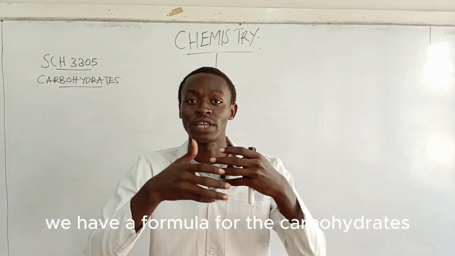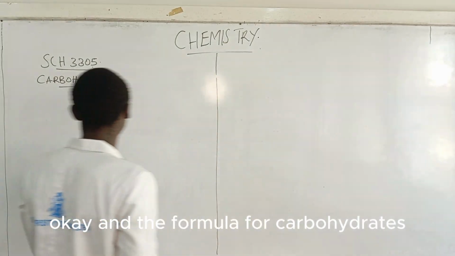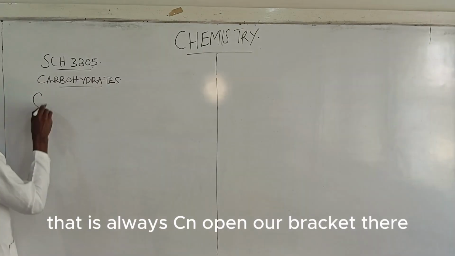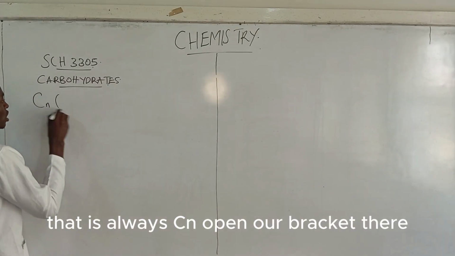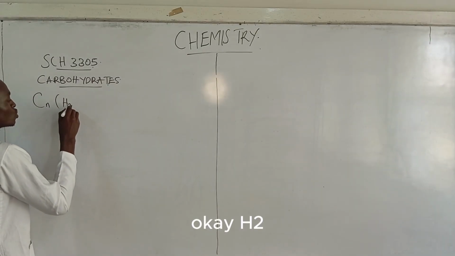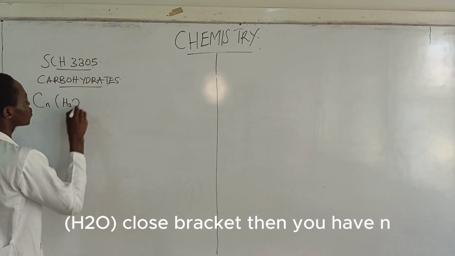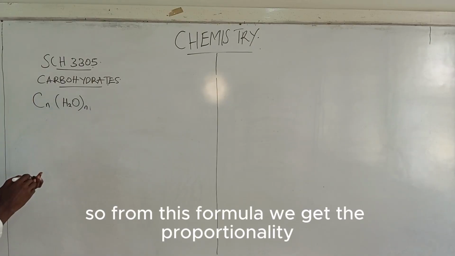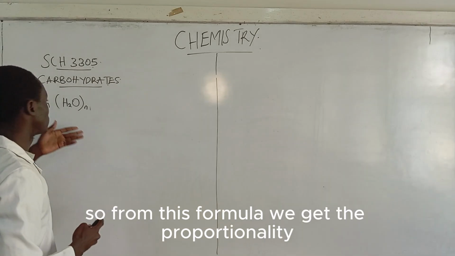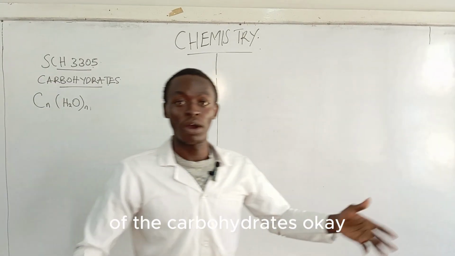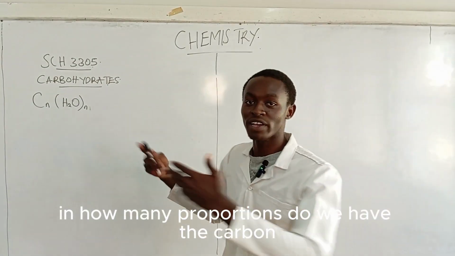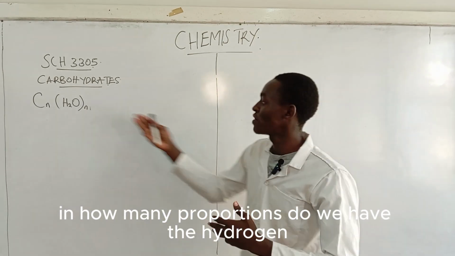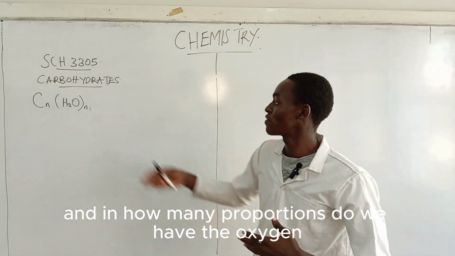We have a formula for the carbohydrates. The formula of carbohydrates is always C, open bracket, H2O, close bracket, then we have the n. From this formula, we get the proportionality of the carbohydrates. In how many proportions do we have the carbon? In how many proportions do we have the hydrogen? And in how many proportions do we have the oxygen?